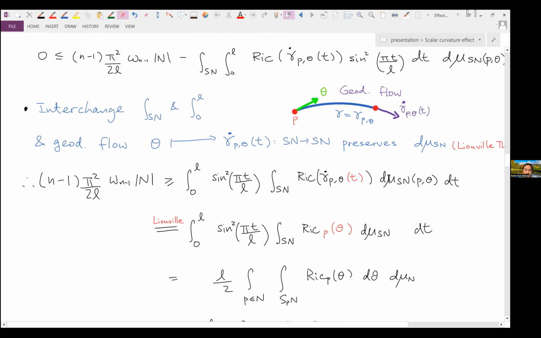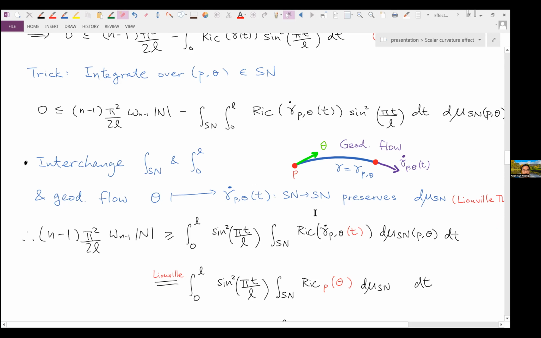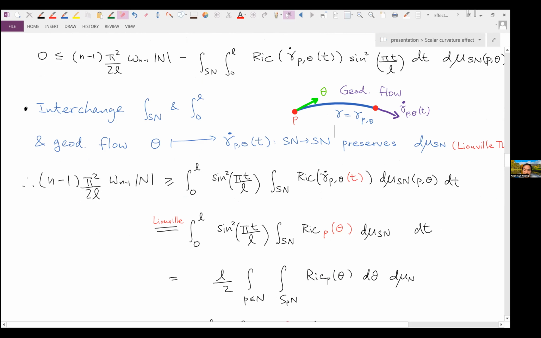Okay, so let's continue the calculation. We are concentrating on this integral here. We have swapped the integrals, so we integrate with respect to p and theta first, and then with respect to t later. But now, making use of Liouville's theorem, we can put it back to the initial point. So this gamma dot t here will just become theta, and we are integrating with respect to p and theta.